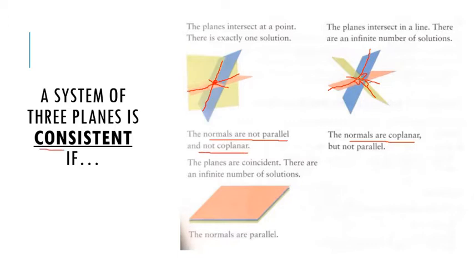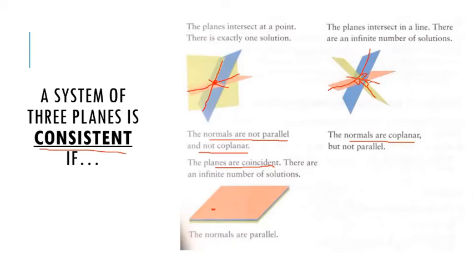And the third option for a system of 3 planes being consistent is that the planes are coincident. They lie on top of each other. The normals are parallel, and every point on one plane is on the other 2 planes. So every single possible point on a plane is a solution for the system of equations.